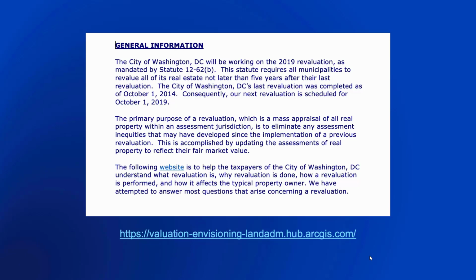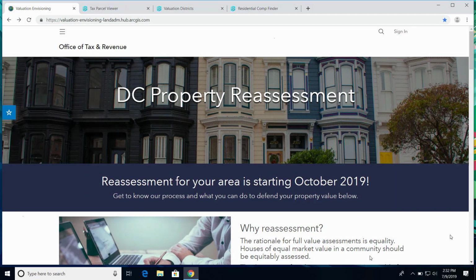So at this point, what we're seeing here is just a fictitious public notice that someone may receive about a reassessment process taking place, and a link to where I can get more information on the process itself. So what we're going to do is click on that link. And now I'm putting my public taxpayer hat on. And what we're at now is an Office of Tax and Revenue public-facing website that's been built on ArcGIS Hub.